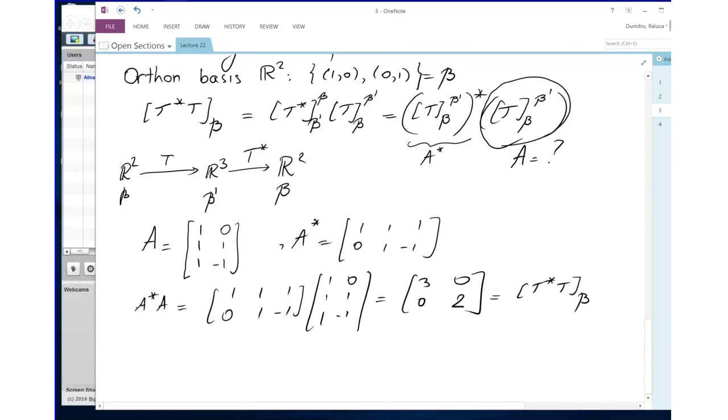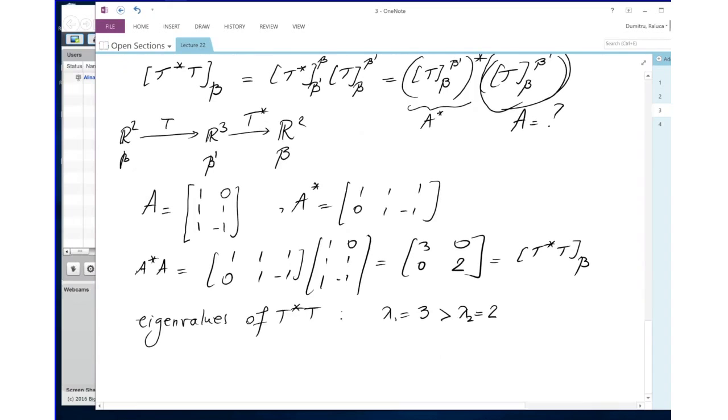All right, we found its matrix, and that's enough, right? We found T star T. We want to find its eigenvalues. What are the eigenvalues? Well, the eigenvalues of T star T are the eigenvalues of that nice matrix, 3, 0, 0, 2: 3 and 2. There are 2 of them. If I arrange them in decreasing order, these are the eigenvalues.